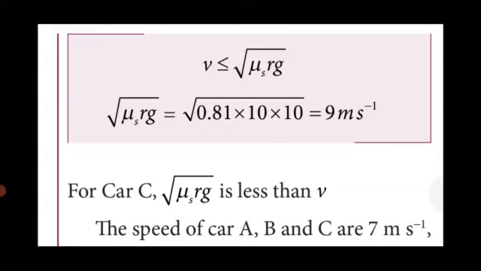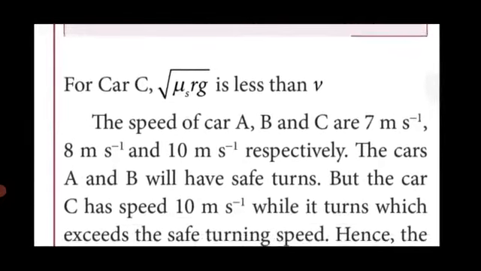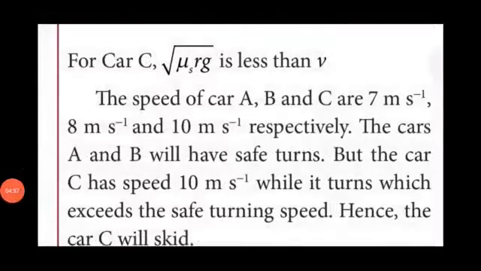Now we have to find which cars move with a safe turn and which skid. So for C, root of mu s rg is less than v. The speeds of cars A, B and C are 7 meter per second, 8 meter per second and 10 meter per second. So see all the values, and root of mu s rg is less than v only for C.